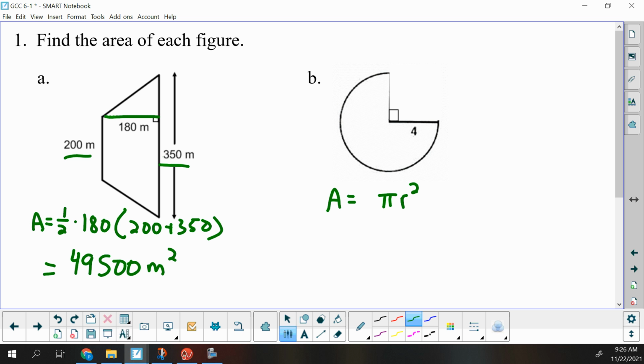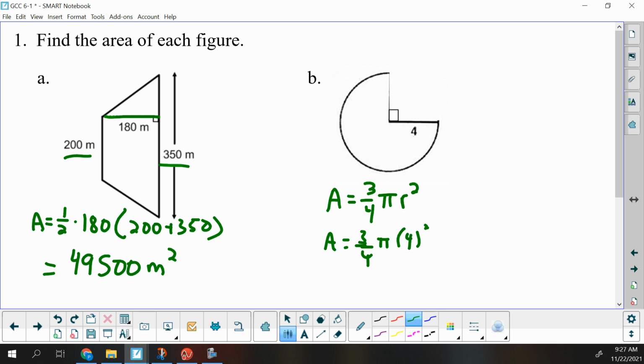Well, we're missing a chunk that has a right angle, so that's a quarter of the circle is gone, meaning we have 3/4 of the circle remaining. So for our particular shape, we just have 3/4 pi r squared because it's not the entire circle. Well, our radius, they tell us, is 4. So we're really going to have 3/4 pi times 4 squared.